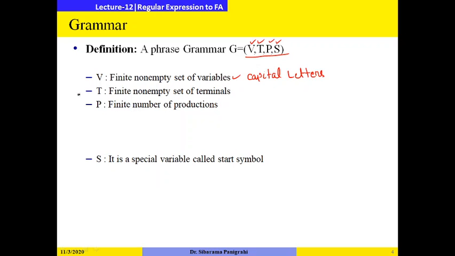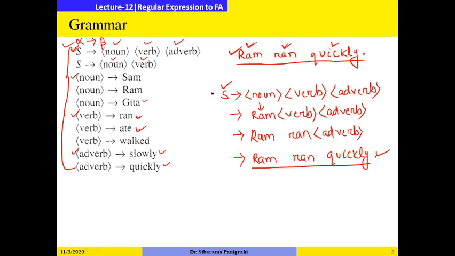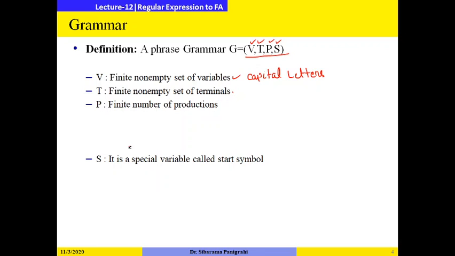Next, T. T is the finite non-empty set of terminals. Terminals are symbols from which you cannot derive any other symbol. In the previous example, noun is not a terminal, because from noun you can derive Shyam, Ram or Gita, whereas Shyam is a terminal, because from Shyam you cannot derive any other symbol. Ram is a terminal. Similarly, ran is a terminal, ate is a terminal, slowly is a terminal, quickly is a terminal. So terminals are the symbols from which you cannot derive anything else.